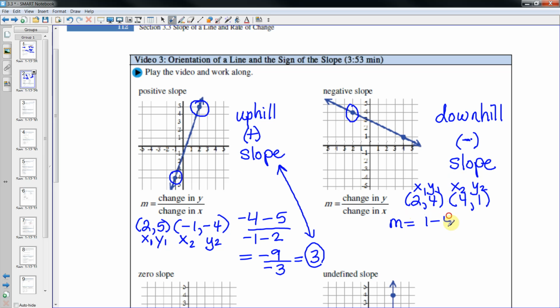y2 minus y1 over x2 minus x1. 1 minus 4 is negative 3. 4 minus 2 is 2. Negative 3 over 2. And it's a negative slope. It was going downhill.